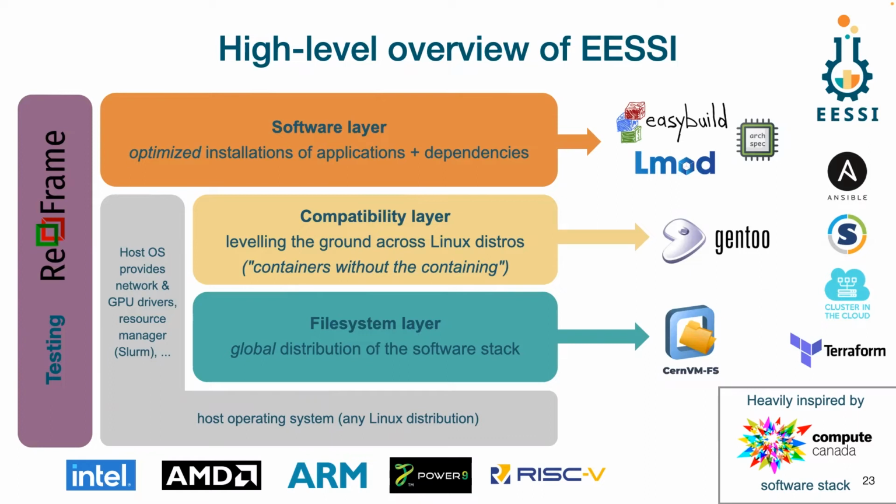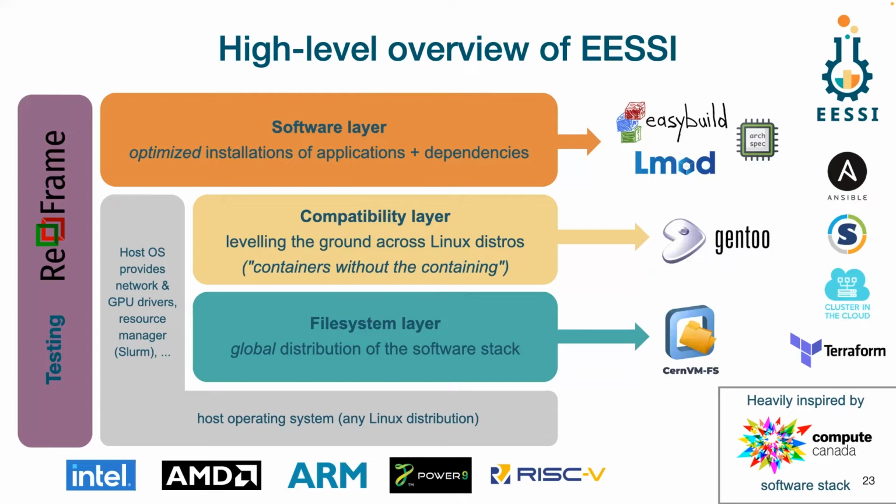There's a file system layer, which is responsible for distributing the software installation, so making sure you can actually get it on your system. There's a compatibility layer in the middle, which makes sure that it doesn't really matter what kind of Linux distribution you have installed, whether it's Ubuntu or Fedora, or which packages you have installed in your OS. We mostly don't care about that because we take matters into our own hands with the compatibility layer. We, for example, provide our own glibc installation, and we use that rather than the one in the operating system. So in some sense, this is very similar to what containers do, but we don't use containers. So we call this containers without the containing.